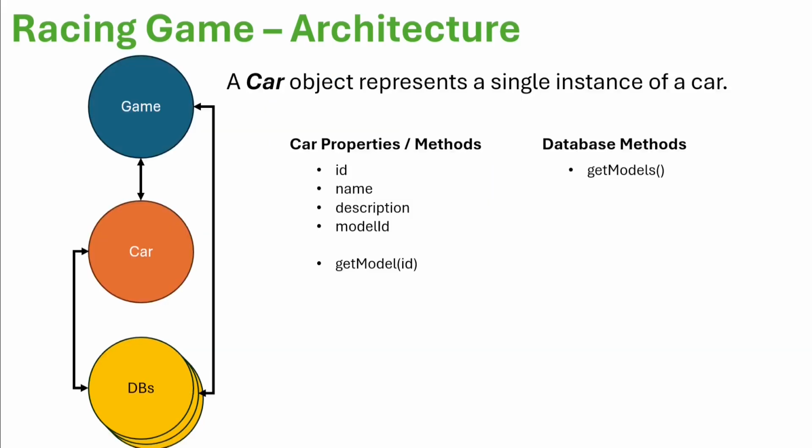Okay, racing game architecture. The car object represents a single instance of the car. This may have some properties like ID, name, description, model ID, where we also get the model. And it may have database methods in which we get all the different models. This is in case we have static methods within the car that will communicate with the database. The game will basically go to the car and say, hey, car, give me a list of all the models. Or, hey, car, give me a list of your wheels, and so on and so forth.